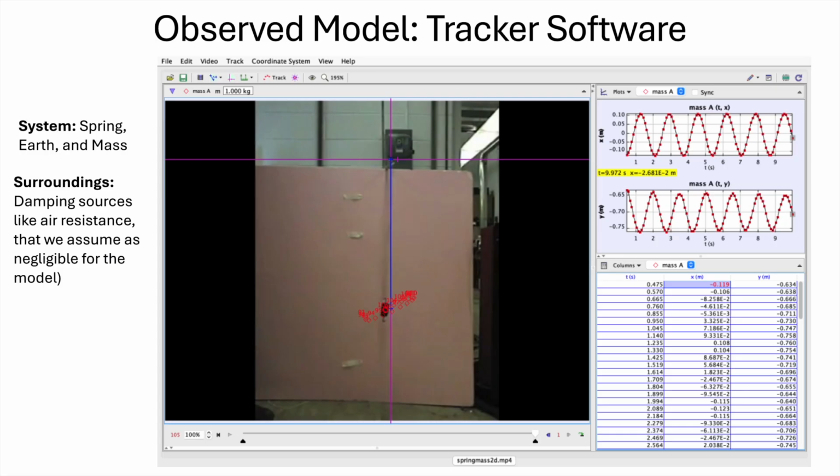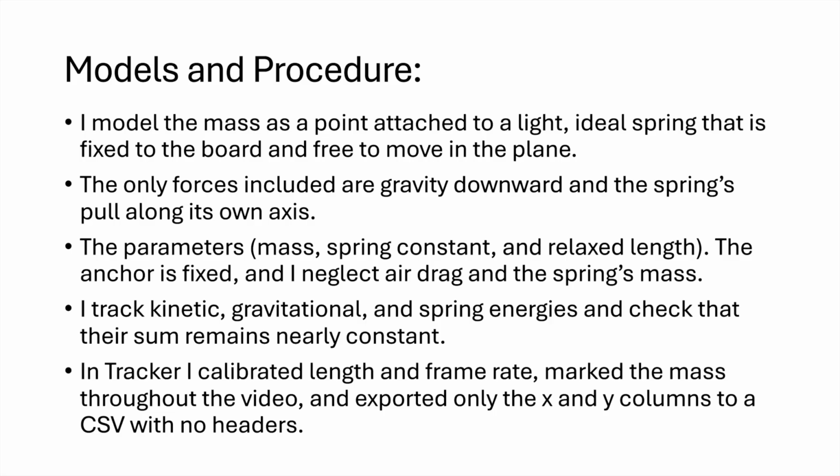So, our observed model uses the Tracker software. Our system is the spring, Earth, and mass, and our surroundings are damping sources like air resistance, which we assume is negligible for the model. Our model and procedure are as follows. I model the mass as a point attached to a light ideal spring that is fixed to the board and free to move in the plane.